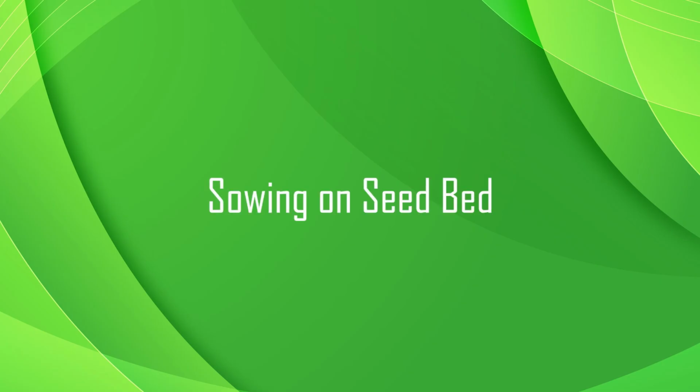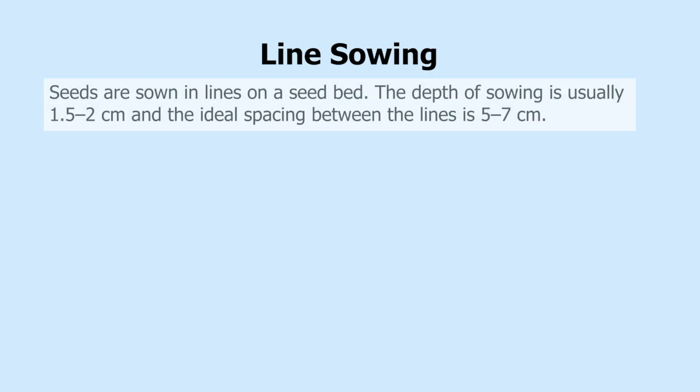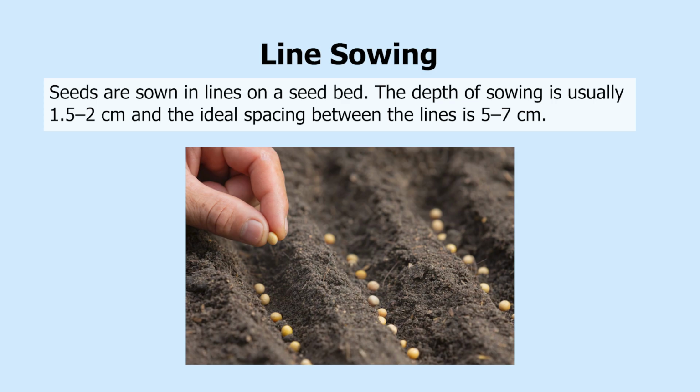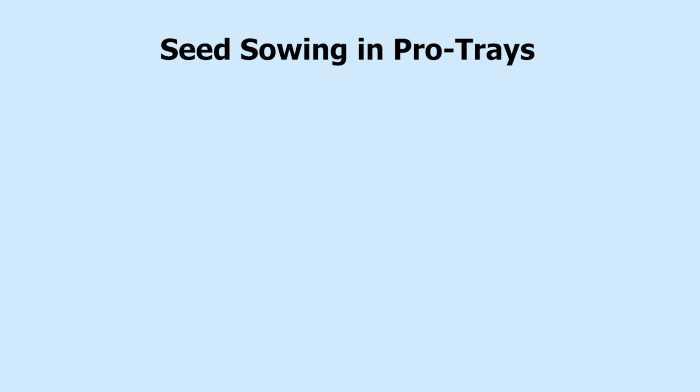Our sixth topic is sowing on seed bed. In this sowing on seed bed, we will further learn about these topics. First one is line sowing. Seeds are sown in lines on a seed bed. The depth of sowing is usually 1.5 to 2 centimeter and the ideal spacing between the lines is 5 to 7 centimeter. Second one is seed sowing in pro trays.